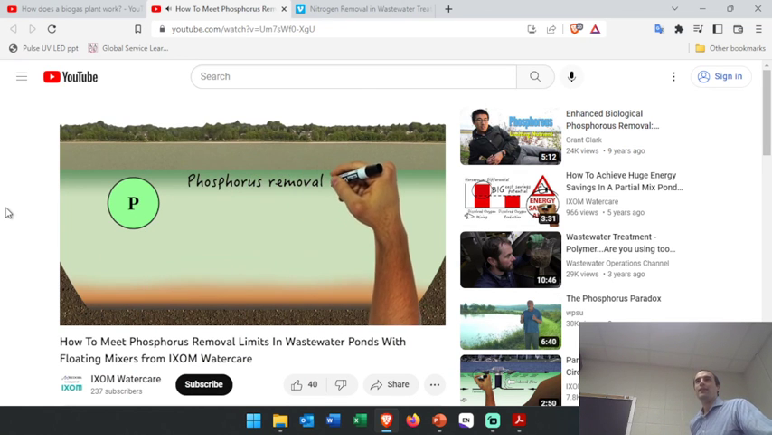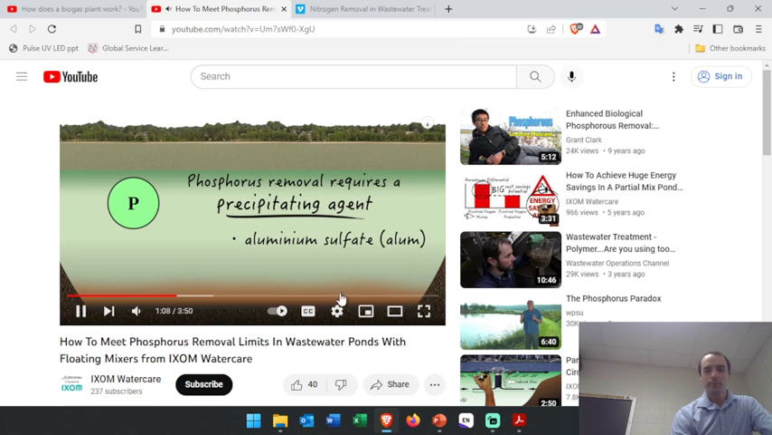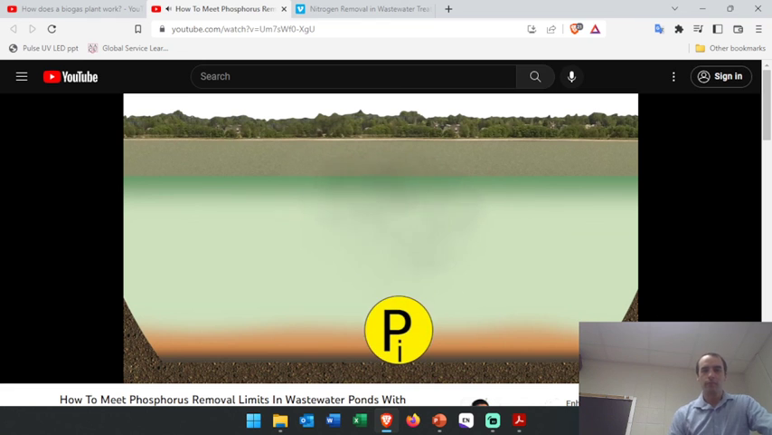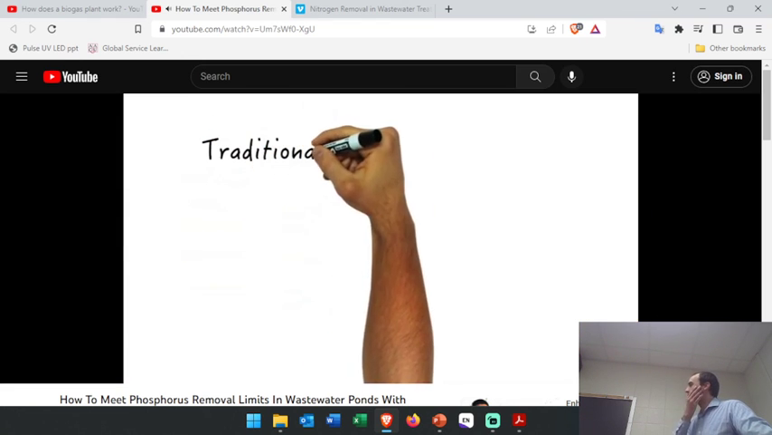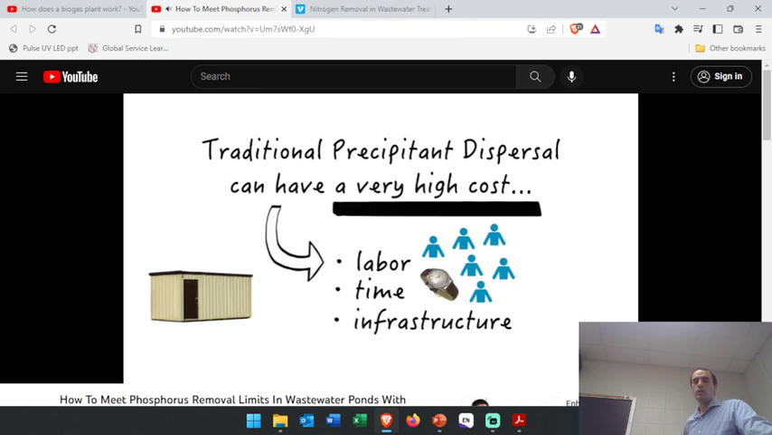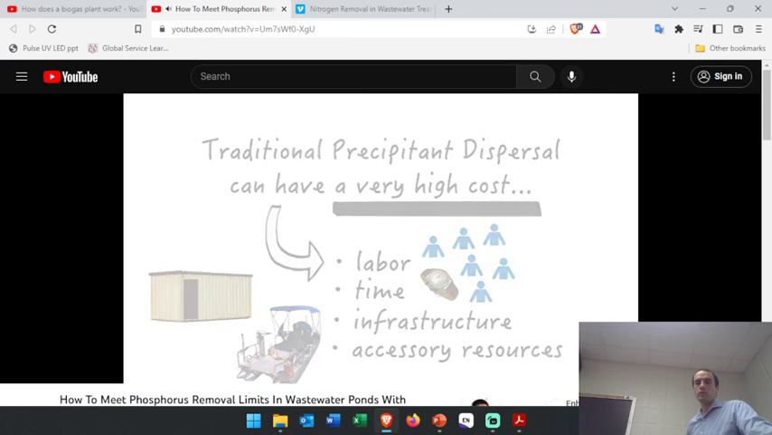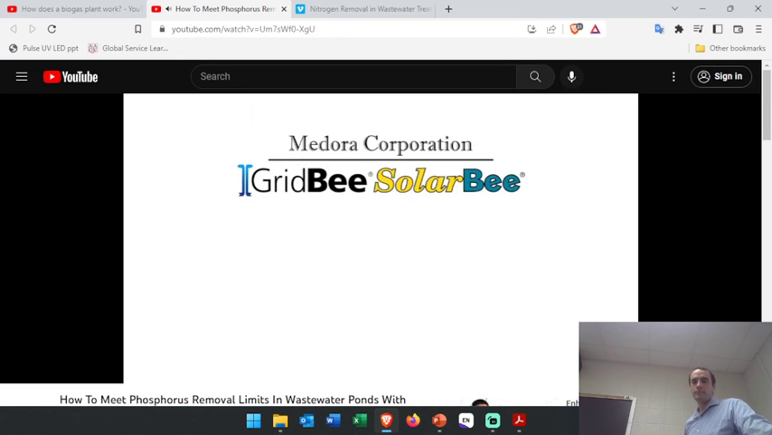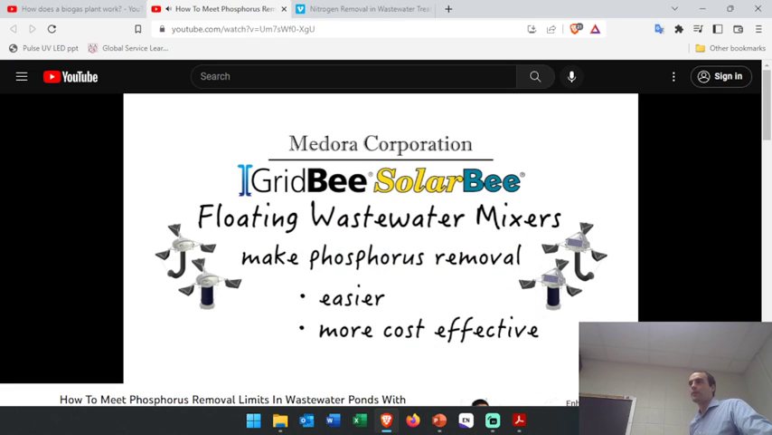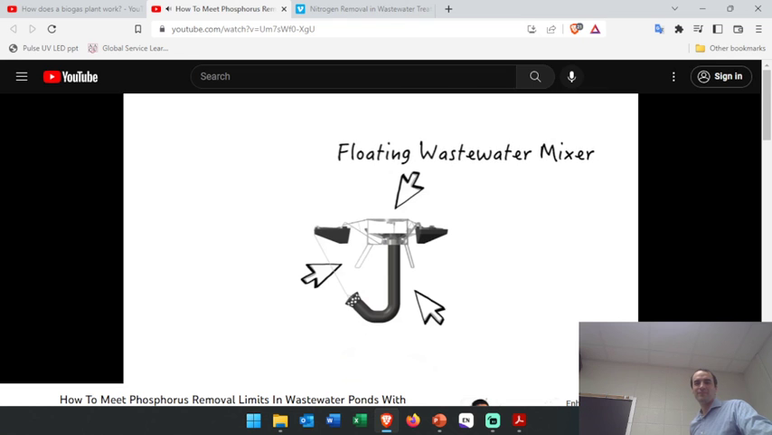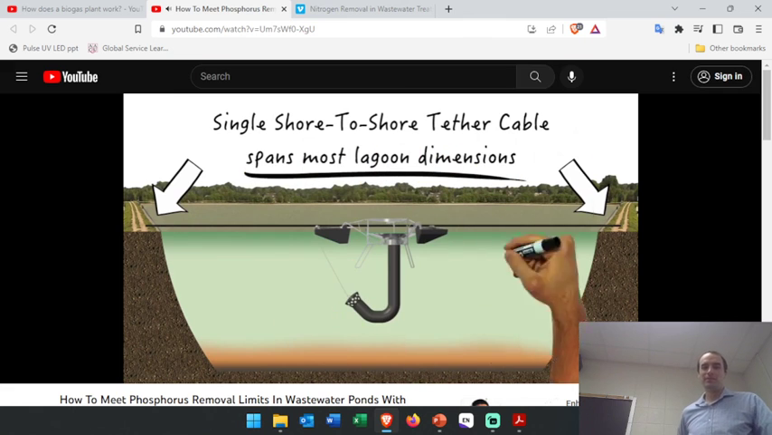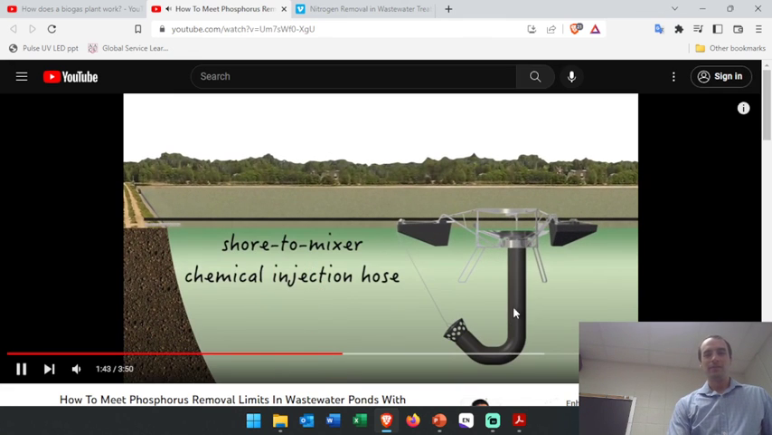Phosphorus can be removed from a lagoon by applying a precipitating agent like aluminum sulfate or ferric chloride. Once precipitated, the phosphorus harmlessly falls out of the water column and into the sludge sediments. Precipitant dispersal is a very hands-on and costly process requiring extensive labor, time, infrastructure, and accessory resources. In short, it can be spendy, spendy, spendy. This is where Medora's floating wastewater mixing equipment can make phosphorus removal a whole lot easier and more cost-effective. And it all starts with a floating wastewater mixer. The mixer is anchored using a single shore-to-shore tether cable which is able to span most lagoon dimensions. Once tethered, an injection hose is run from shore.